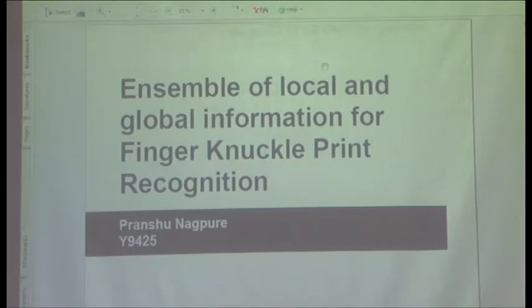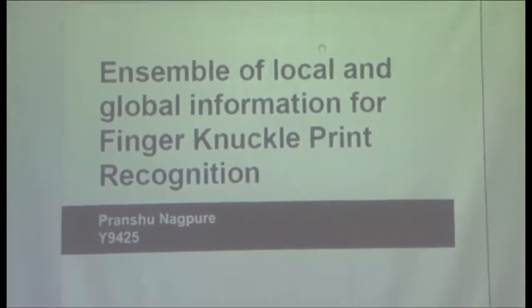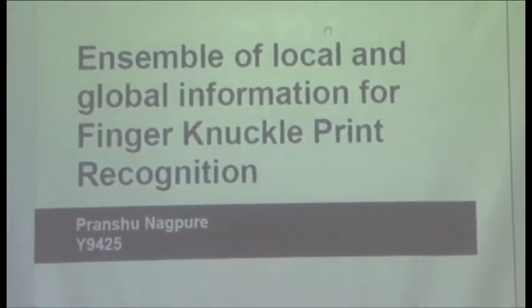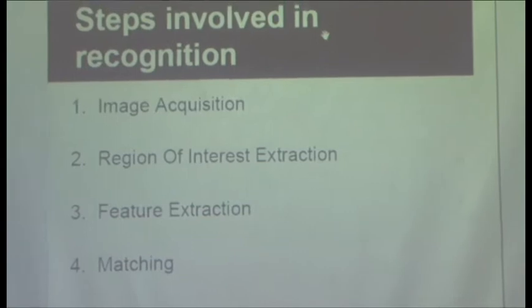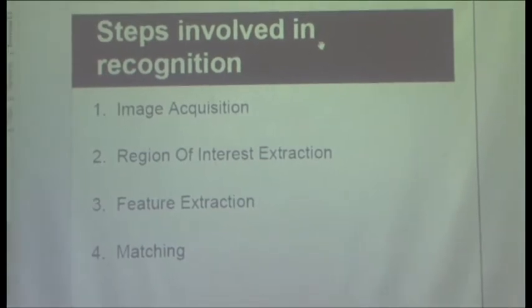So my project is finger knuckle print recognition, and I will be using a technique called local and global information combination. Basically, these steps are involved in recognition: image acquisition, ROI extraction, feature extraction, and matching. I will be starting from steps 3 and 4; 1 and 2 will be given to me.